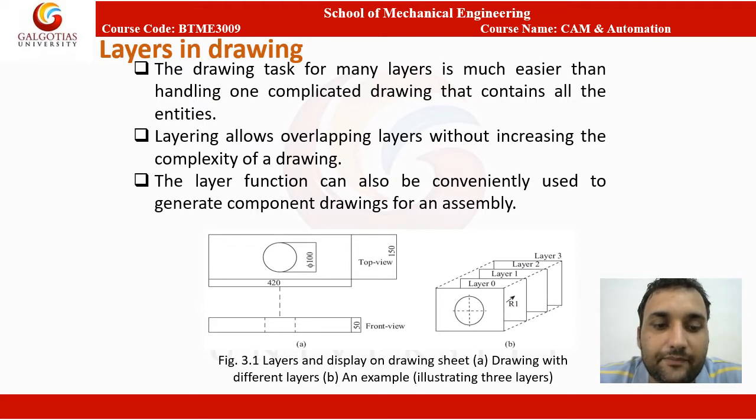Layers in drawing. The drawing task with many layers is much easier than handling one complicated drawing that contains all the entities. Layering allows overlapping layers without increasing the complexity of the drawing. The layer function can also be conveniently used to generate the component drawing for an assembly. As you can see in this diagram, there is a layer display over the drawing sheets. These are the drawings with the different layers, and here is the illustration of layer 0, layer 1, 2 and 3 in the drawing.